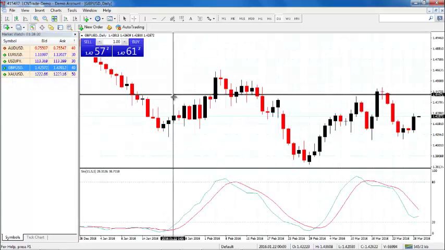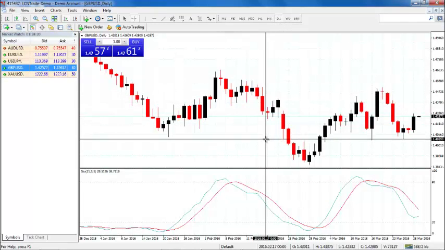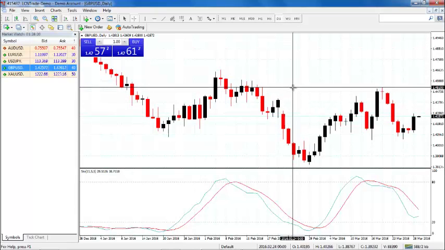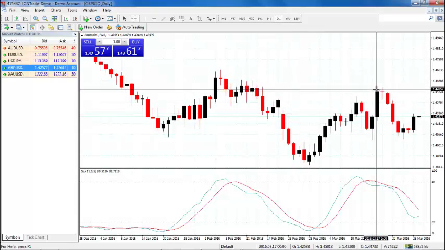Sterling, interesting to see, is showing some recovery from the end of last week. However, the trend from what I can see from the whole of last week is still biased to the downside.